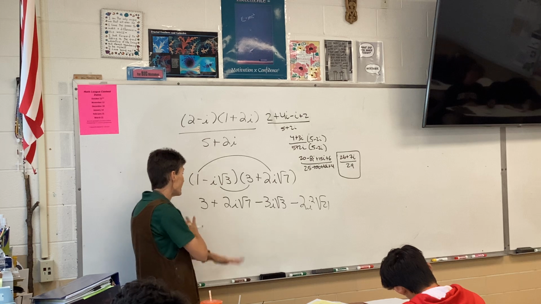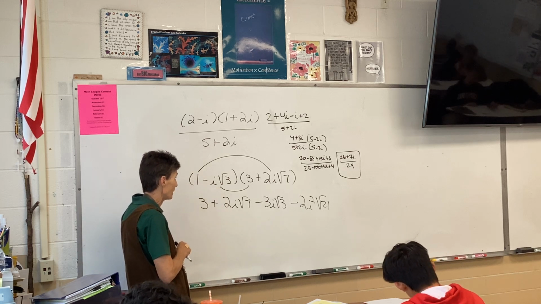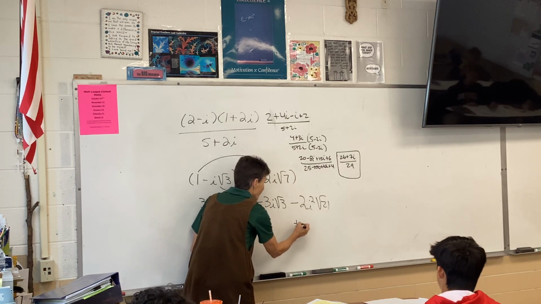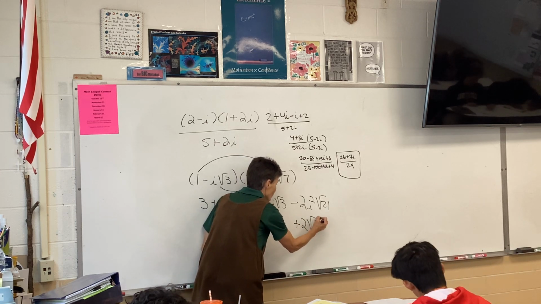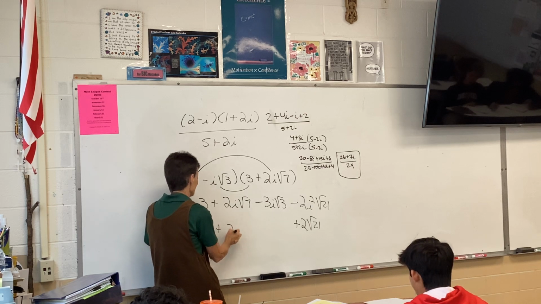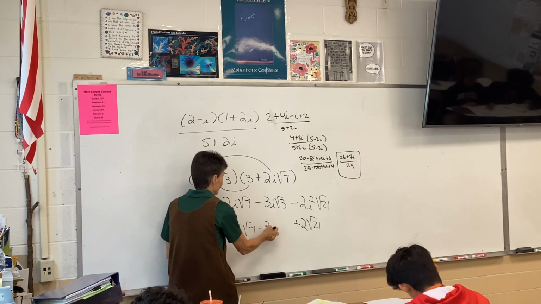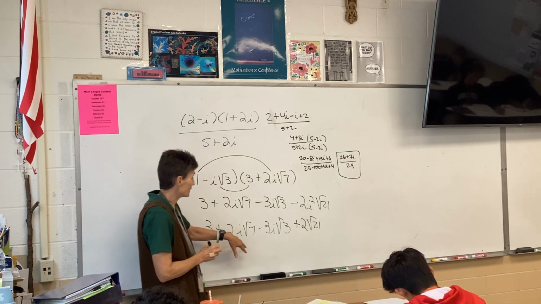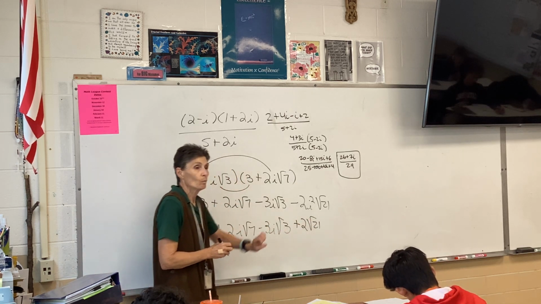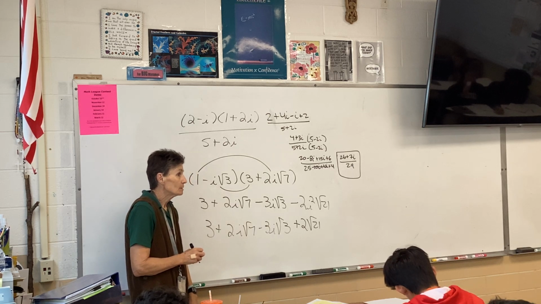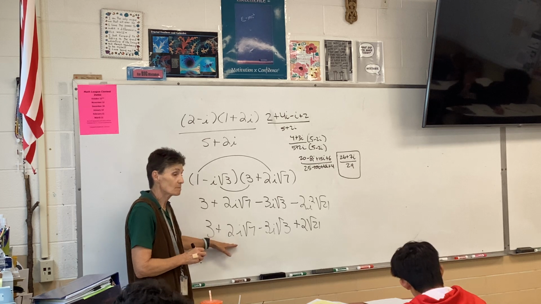All right, is there any kind of cleanup that can be done? No, we'll just have the negative 2i squared. This can become plus 2, 2 root 21, and absolutely nothing else can be done, because the only way I could combine these would be if the radicals matched. They don't, so that is my final answer.